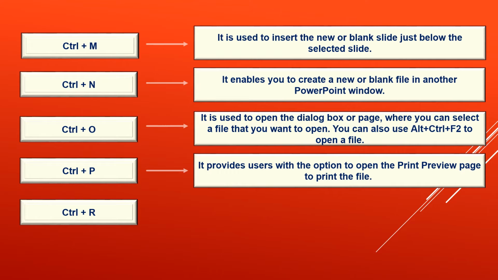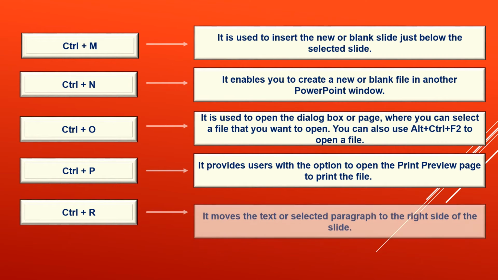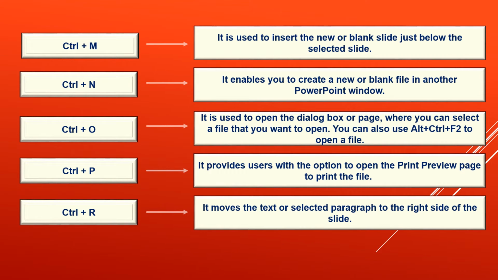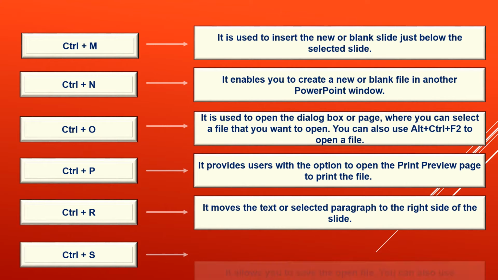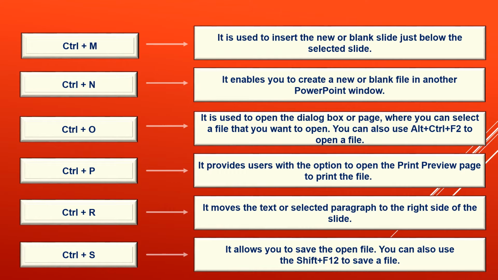Ctrl plus R. It moves the text or selected paragraph to the right side of the slide. Ctrl plus S. It allows you to save the open file. You can also use Shift plus F12 to save a file.